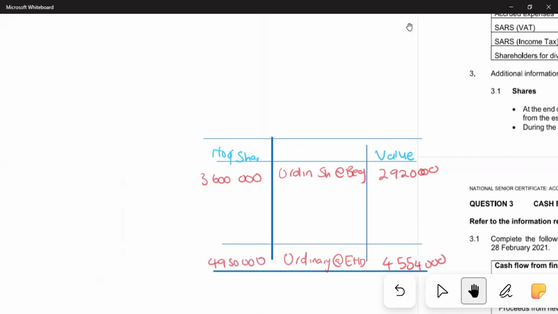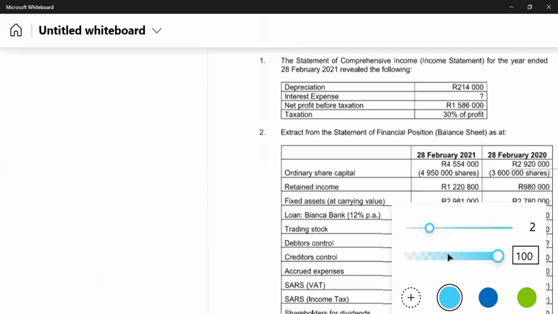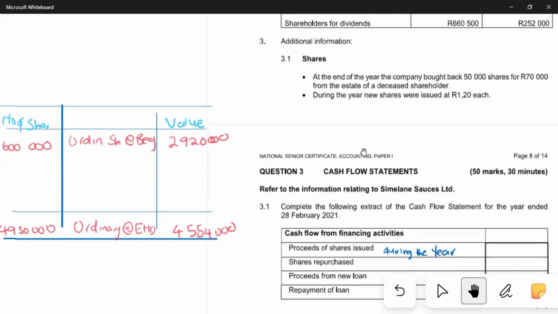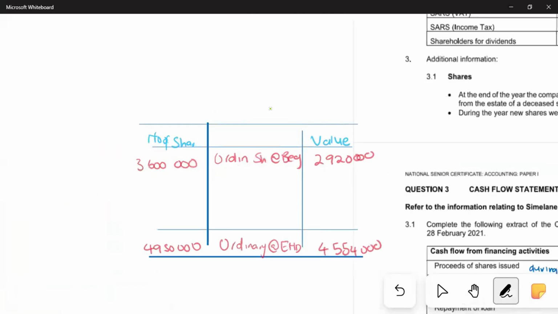Okay, now let me go to the information that has to do with shares. Remember, I'm interested in shares that were issued during the year, because this is the line item I'm looking for on my cash flow statement from financing activities. Now let me quickly change the color of my marker. In accordance with this information, at the end of the year, the company bought back 50,000 shares for 70,000. During the year, new shares were issued at 120 cents each. So these were issued during the year, meaning they first issued these, and then at the end, they repurchased shares. So I'm going to say, okay, ordinary shares which were issued during the year.